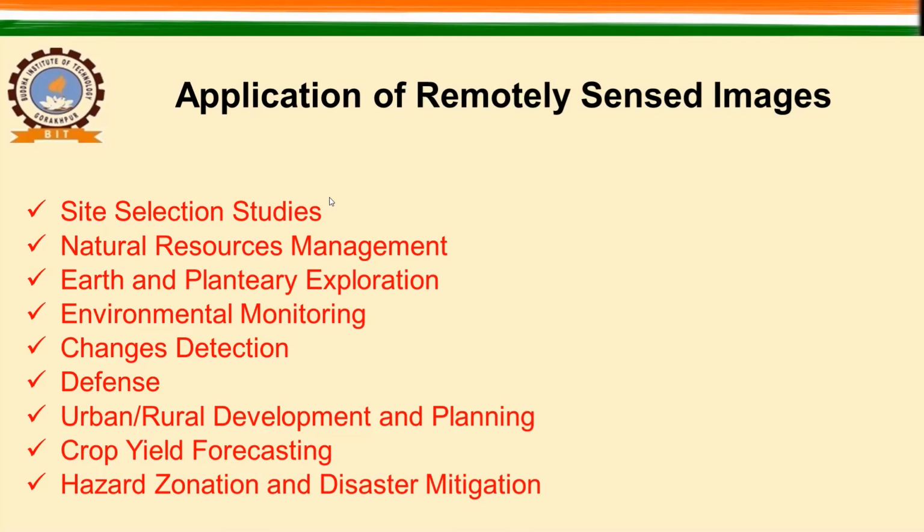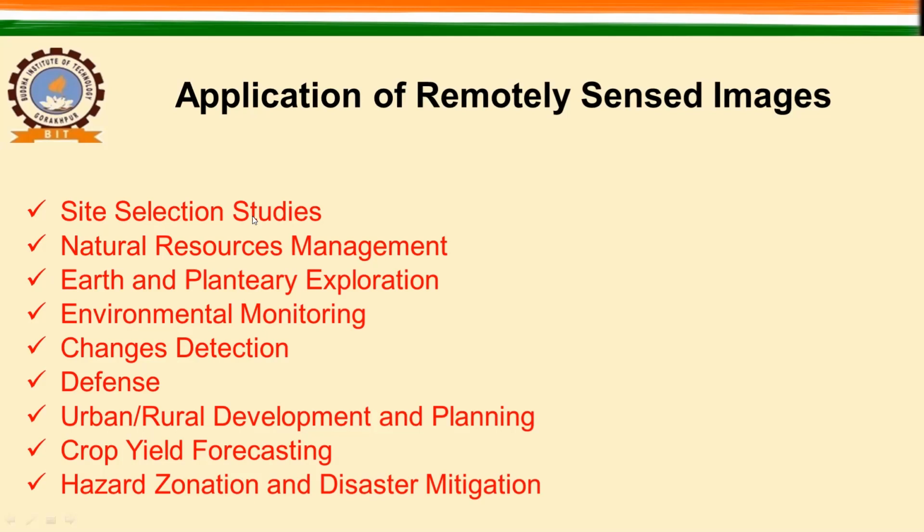These are a few examples. These are not the complete list of where you can use remote sensing and GIS. The list is everlasting, and its application is in various fields. But here I have mentioned some of the important applications: site selection studies, natural resource management, earth and planetary exploration, environmental monitoring, change detection, defense, urban and rural development and planning, crop yield forecasting, hazard zonation and disaster mitigation.